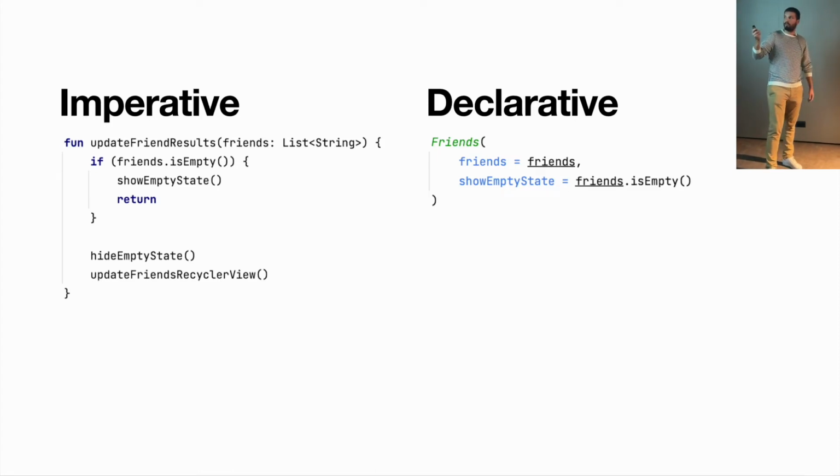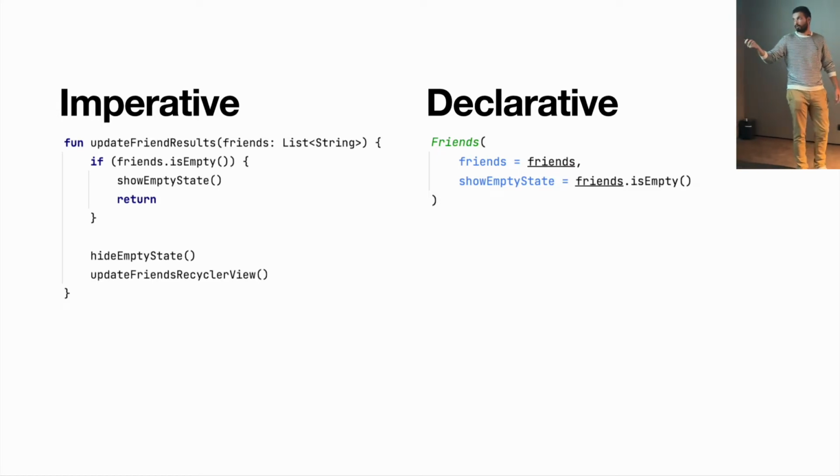On the other hand, the declarative way with composables works like this. You make a custom composable and pass it friends, meaning show me the friends, and you have an additional parameter that says show empty state, and you pass it the check, which is friends.isEmpty. So if you think about it, this is much more readable, I would say.